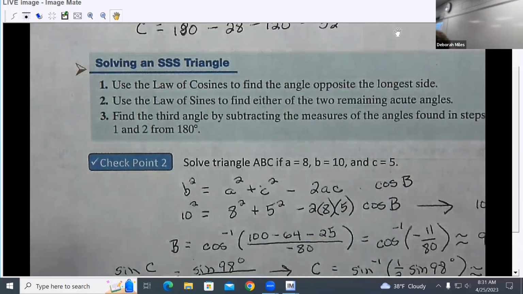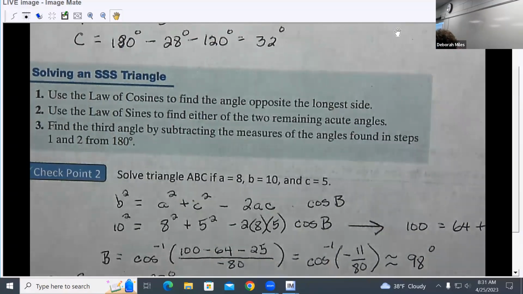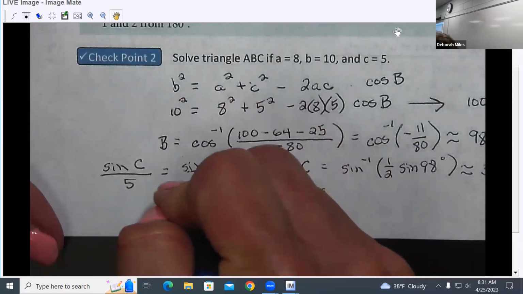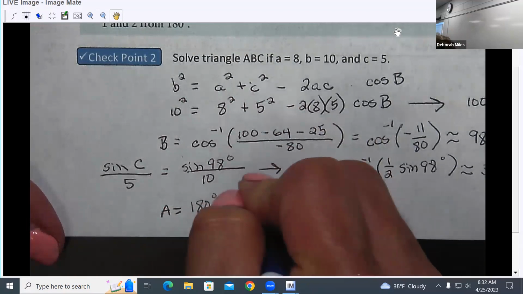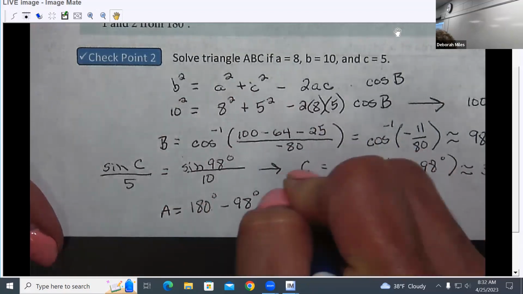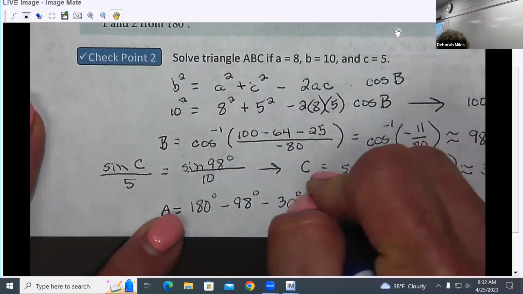Did we find all the missing parts? Did we finish checkpoint 2? I believe, yes, we have all... No, we didn't get the A. Oh, you're right. We have B is 98 degrees, C is 30 degrees. If we're not working for NASA, how can we find A? 180 degrees minus 98 degrees minus 30 degrees. And if we're working for NASA, we can't use a value that we've already calculated to find another value.